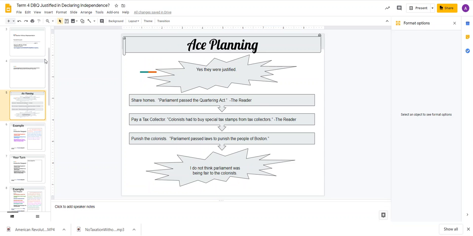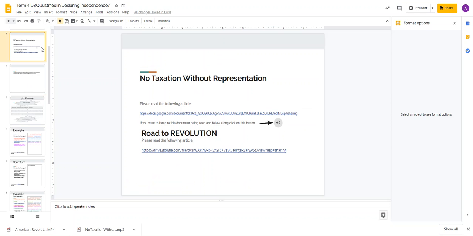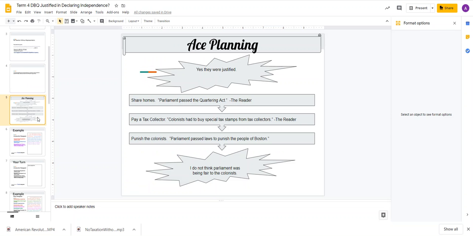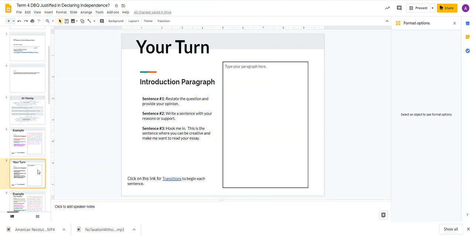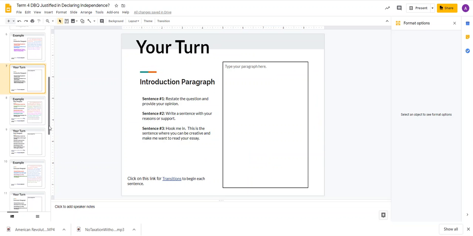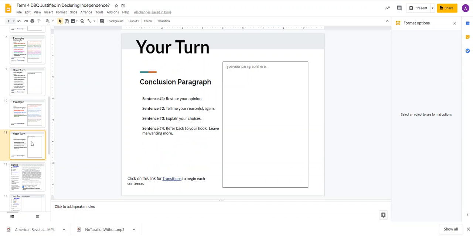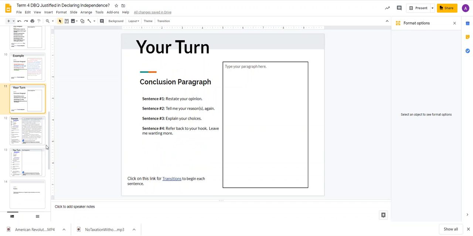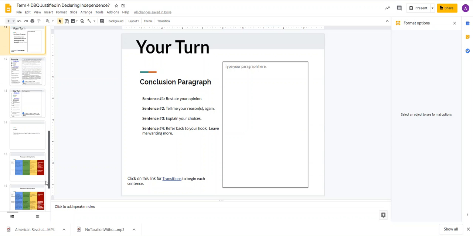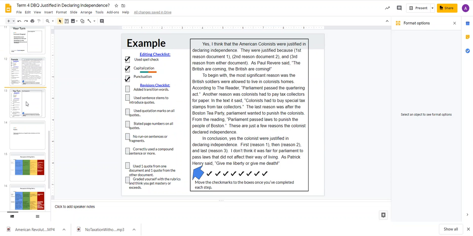Tuesday, so today is Monday, you're going to read your documents. Read your documents today. Tuesday, fill out your ACE planning sheet. Wednesday, write your introduction paragraph. Thursday, do your body paragraph. And Friday, do your concluding paragraph. Have those done, but do not turn them in. If you turn them in, it doesn't save it when we need you to do more. Next week, you are going to do your editing.